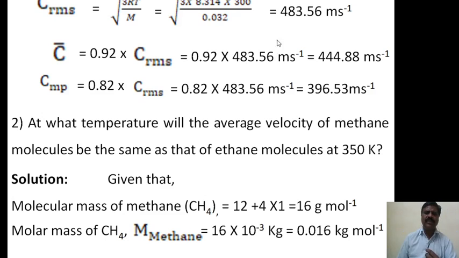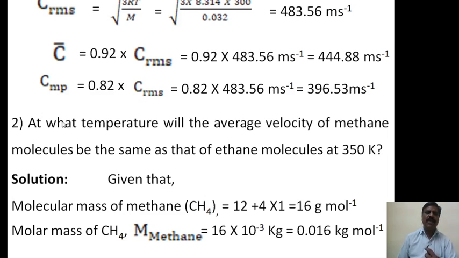Therefore we got the root mean square velocity as this value, the average velocity as 444.88, and the most probable velocity as 396.53 meter per second.